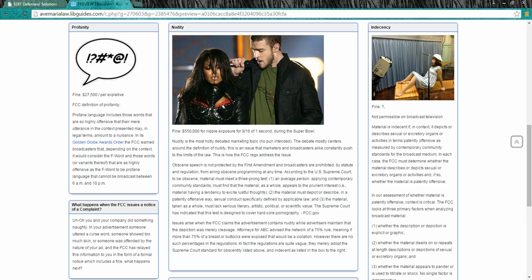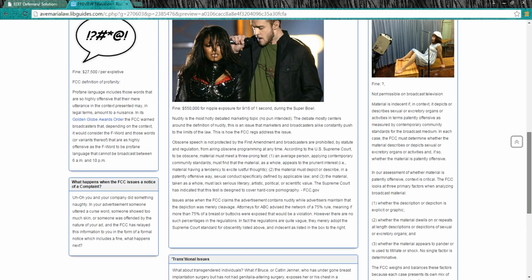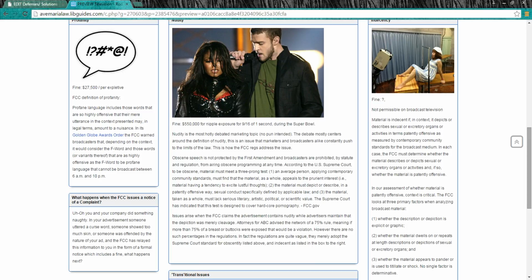Obviously, a huge case where this was an issue was the Super Bowl snafu that happened with Justin Timberlake and Janet Jackson and the supposed wardrobe malfunction. That cost CBS $550,000 in fines alone. If you consider what the litigation cost, it probably cost them into the millions. So that was a pretty hefty mistake, for, as I mentioned, it was only 9/16 of 1 second. So that half a second cost them millions of dollars.